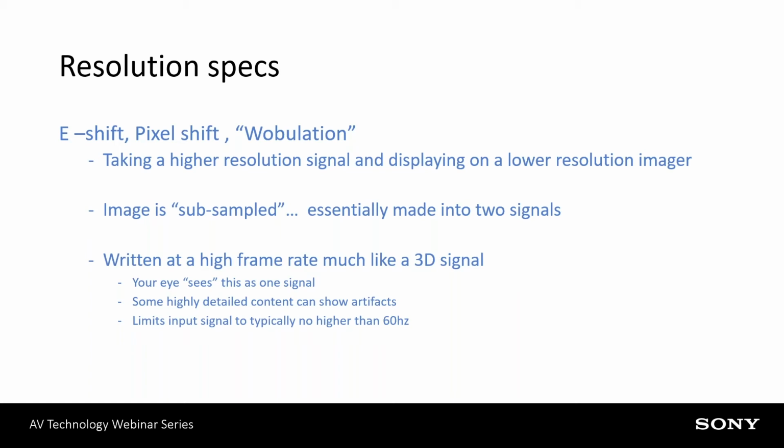Because it's doing this at a higher frame rate, in most cases you are limited to a 60 hertz input signal, which is something to keep in mind, because 120 hertz imagery, especially for anything that has movement in it, is becoming much more popular and probably will become much more prevalent over the coming years. So that is one thing to keep in mind.